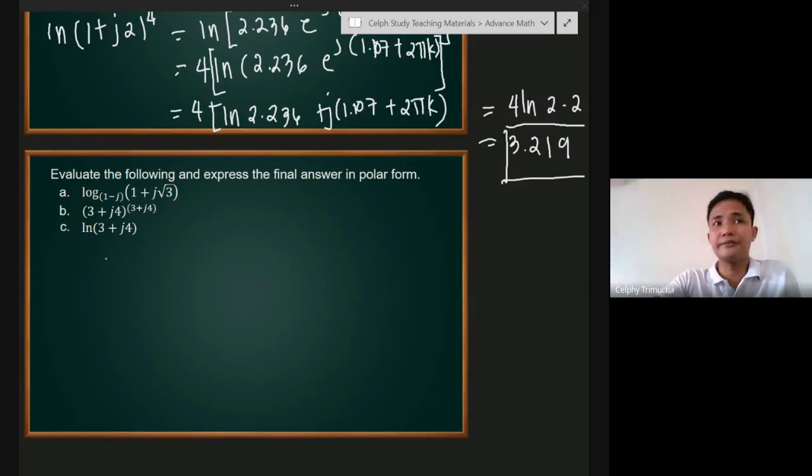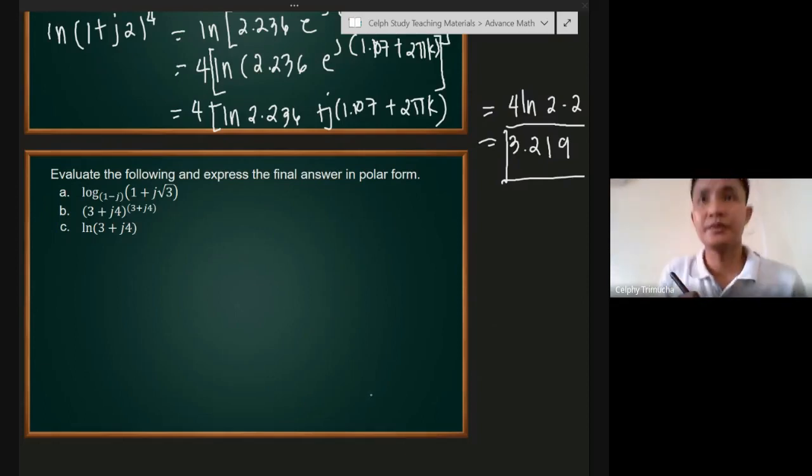Also, we have the case where the value is a complex number raised to the power of a complex number. Next, ln of a certain complex number. So letter C is easier. Okay, let's start with letter A.